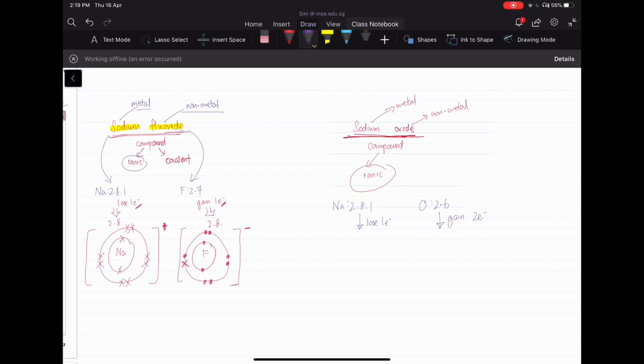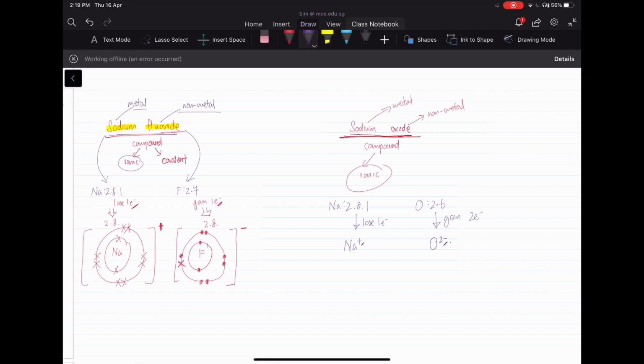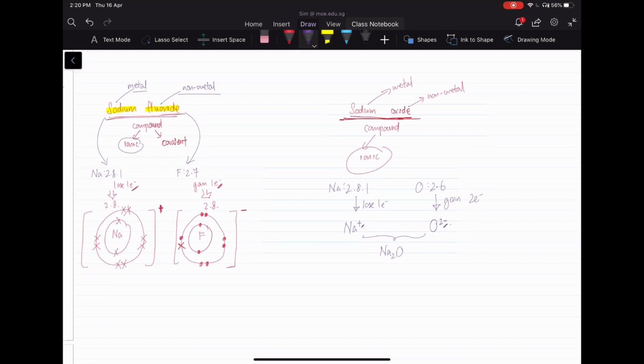So if you lose 1 here and gain 2 here, you realize that this sodium actually becomes Na+, and this oxygen actually becomes O2-. Now, you cannot just draw 1 sodium and 1 oxygen, because this is 1 positive charge and this is 2 negative charge. Which means that this formula should be Na2O, because you need 2 sodium to balance up with the charges of the oxygen. Which means that when I draw it out, there also should be 2 sodium and 1 oxygen when I draw the dot and cross diagram.